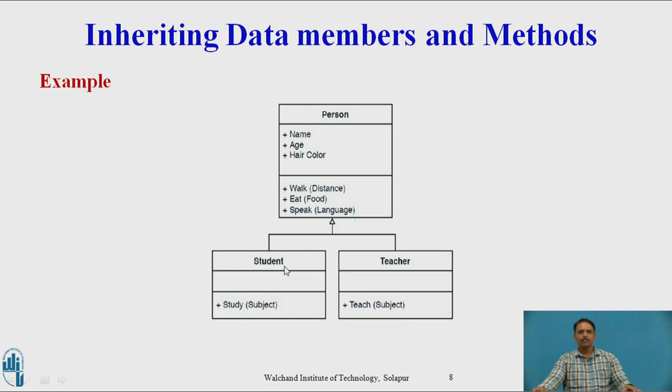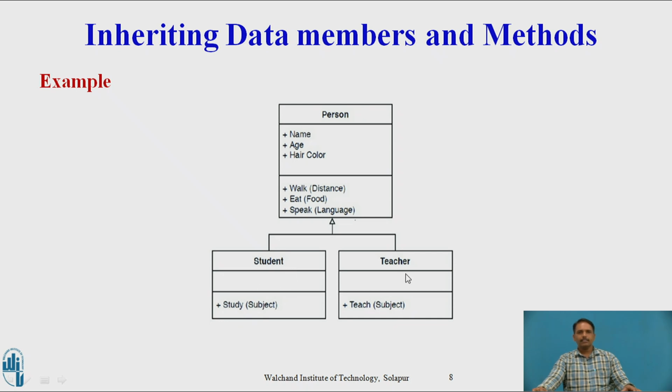Now student and person have a relationship called the is-a relationship. We say that student is a person and also teacher is a person. Now student class will have all the attributes which are defined in person class, and it derives them, and also it can have its own attributes and behaviors. In this example we have added a behavior called study, mentioning some subjects specifically for student.